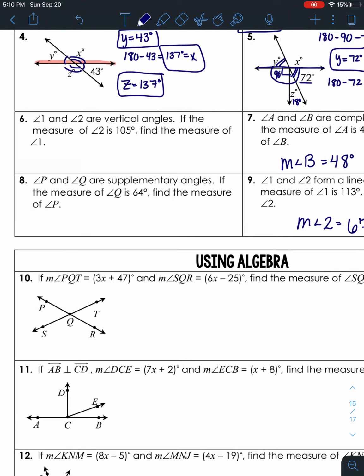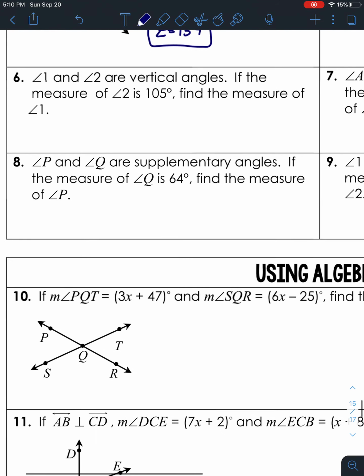All right, let's look at 6 here. 6 says angle 1 and angle 2 are vertical. So let's draw a picture here. So here's 1 and here's 2. They're vertical. If the measurement of angle 2 is 105, find the measurement of angle 1. Well, because they're vertical, we know they're congruent. Thus, angle 1 is equal to 105 degrees.